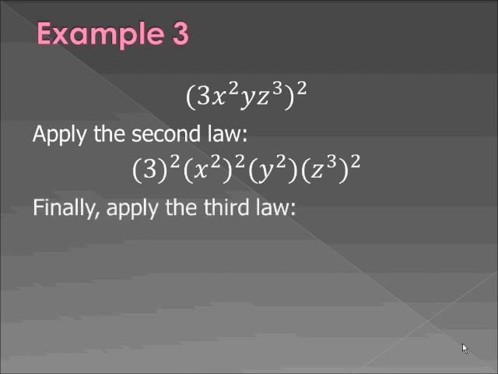Now you apply the third law by taking exponents of exponents. And when you do that, make sure you remember that that's when you multiply exponents. So 3 squared is 9. X squared is x to the fourth because 2 times 2 is 4. Y squared is y squared. Z cubed squared is the same as z to the 3 times 2 power, or z to the 6th. So when you take exponents of exponents, that's when you multiply exponents. If you are taking an exponent and multiplying it by a number of the same base, that's when you add them. Make sure you do not make that mistake.